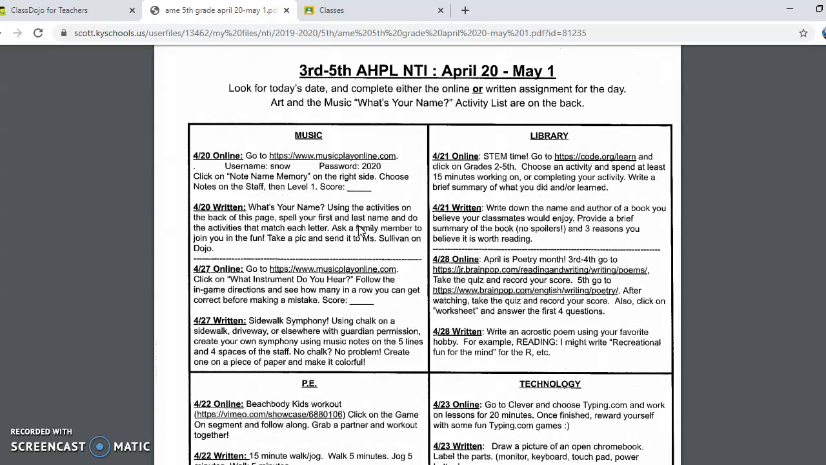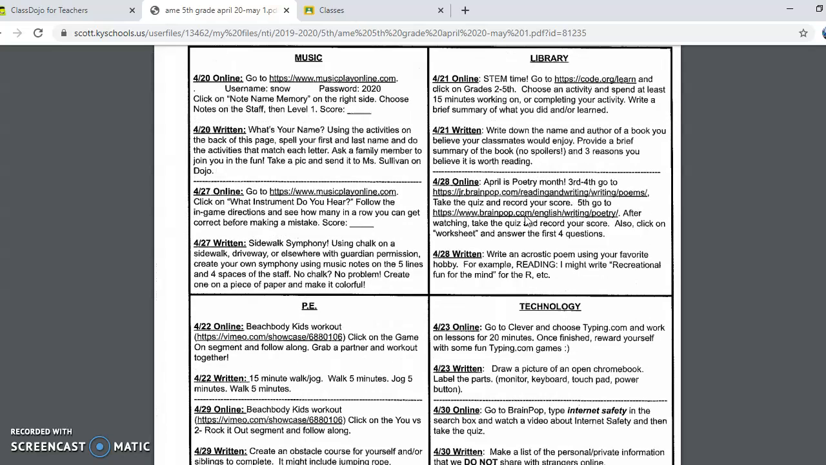Okay, then today is the 28th, so you have library. Miss Wells would like you to go to Brain Pop and take a quiz and record your score about poems. That's still the same. I just read 3rd and 4th grade, but it's still the same poetry there with Brain Pop. After taking the quiz, after you watched it, record your score, and then she wants you to go to the worksheet and answer the first 4 questions. Or you can write an acrostic poem using your favorite hobby. So for readings, you might write recreational, fun for the mind, for the art. Okay.